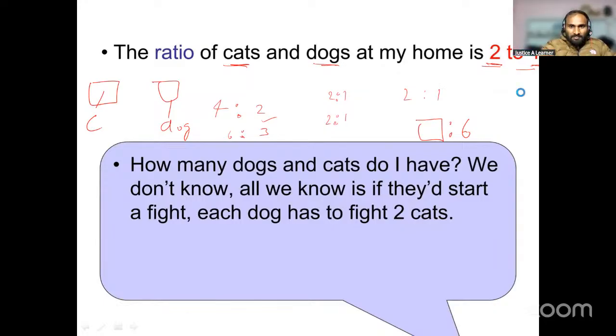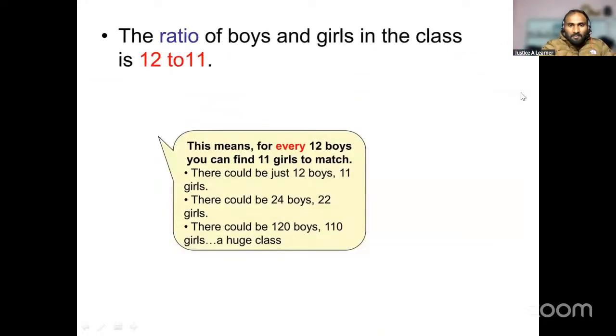Okay. Go ahead. The ratio of boys and girls in the class is 12 to 11. This means for every 12 boys, you can find 11 girls to match. There could be just 12 boys and 11 girls. There could be 24 boys and 22 girls. There could be 120 boys and 110 girls. A huge class.